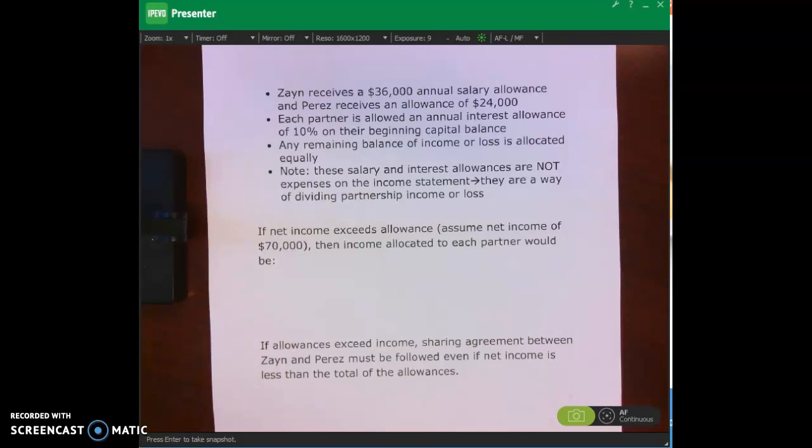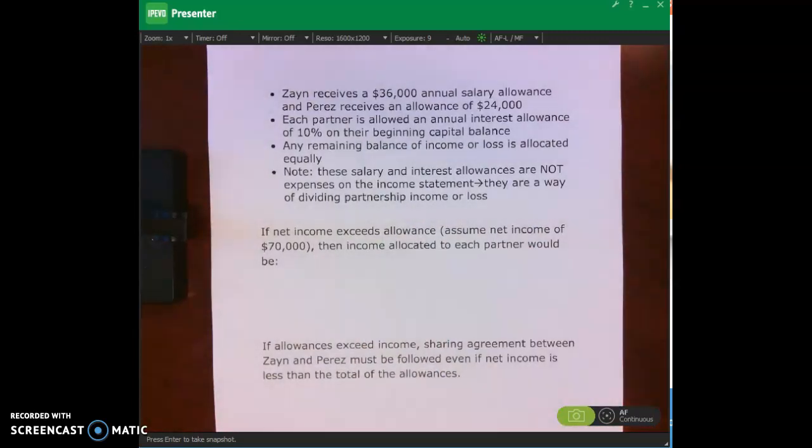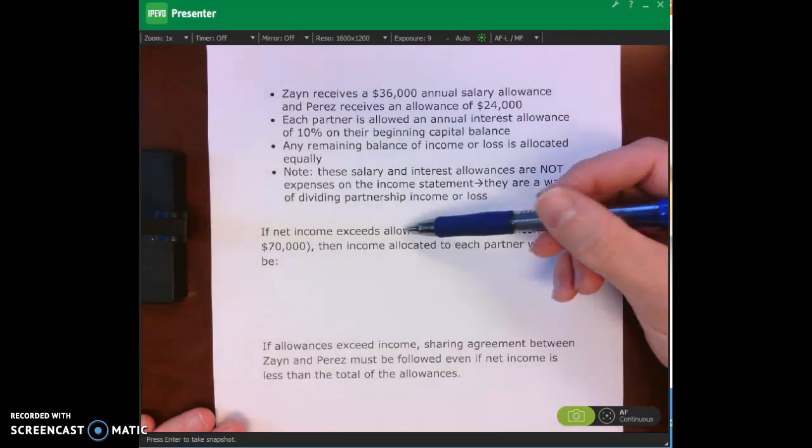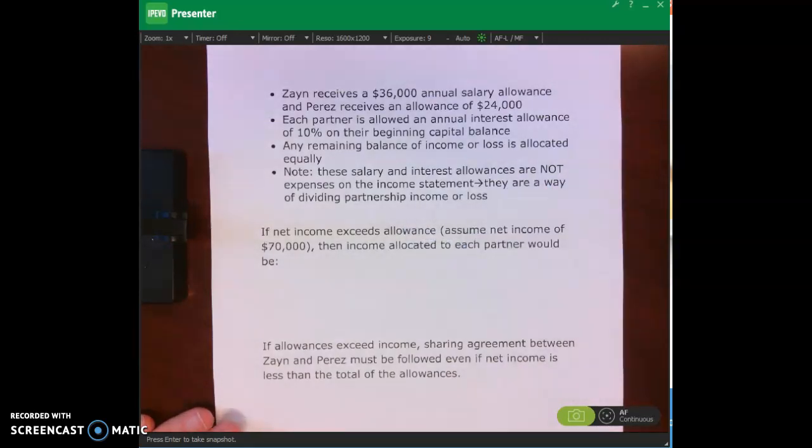Okay, and then note that these salaries are not expenses on their income statement. So we wouldn't see salaries expense on the income statement. Okay, because they're owners and they're assumed to work for generating capital. So these are not salaries expenses. It's just a way to allocate income to each partner.